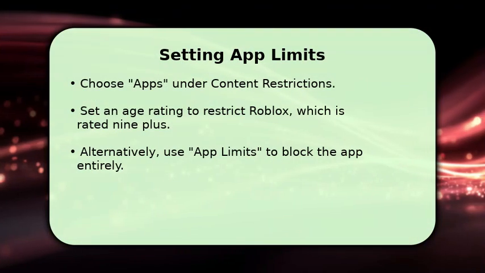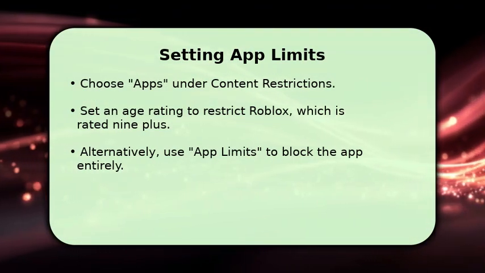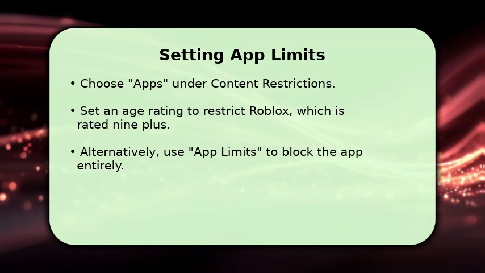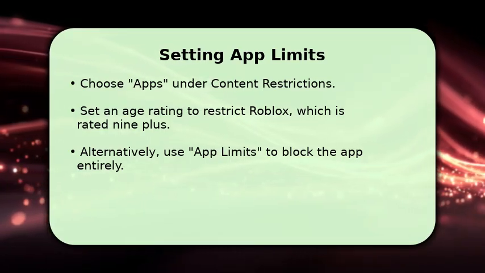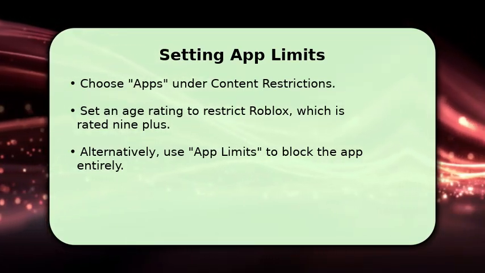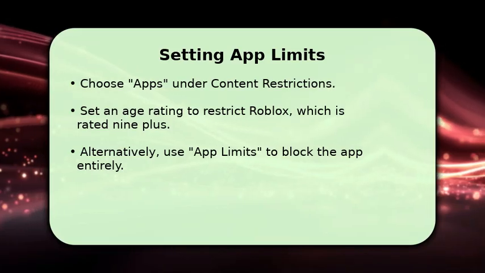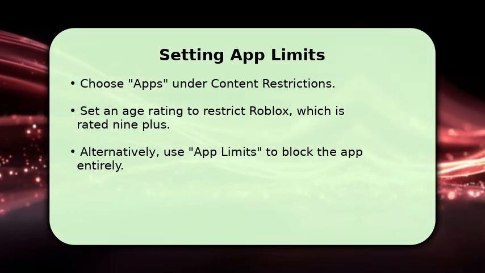To block Roblox, you have two main options. First, under Content Restrictions, tap Apps. You can then set an age rating, such as 9+, which will restrict apps above that rating. Alternatively, and often more effectively, go back to the main Screen Time menu and select App Limits.